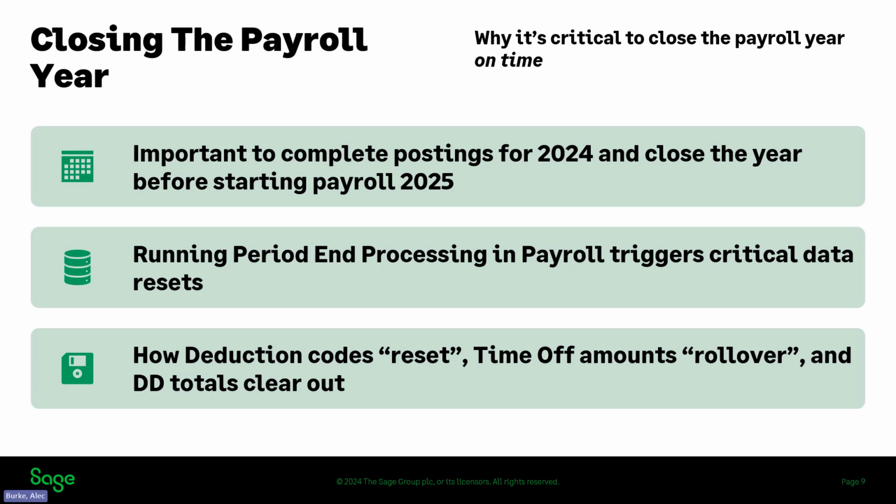Check dates in Sage 100 will drive the data to be posted to the correct period. But running the actual period end processing will trigger deduction codes resetting, time off amounts rollover or reset, and your direct deposit totals to be reset or cleared out for the new year as well.